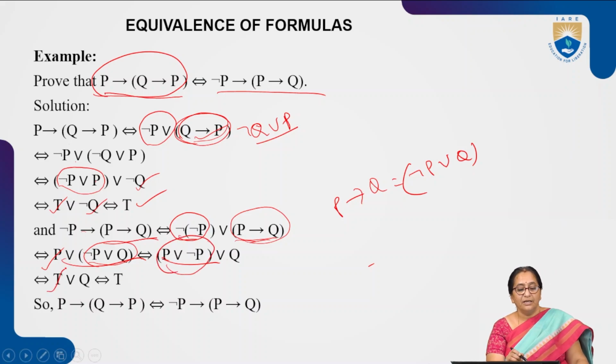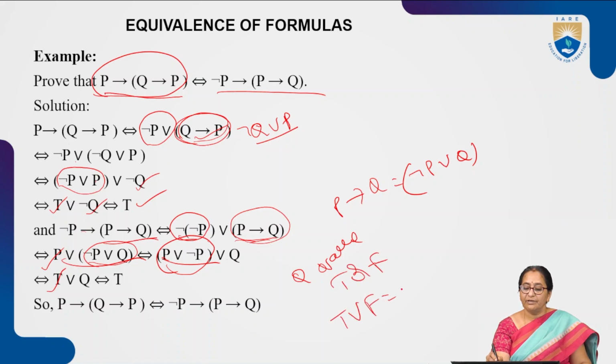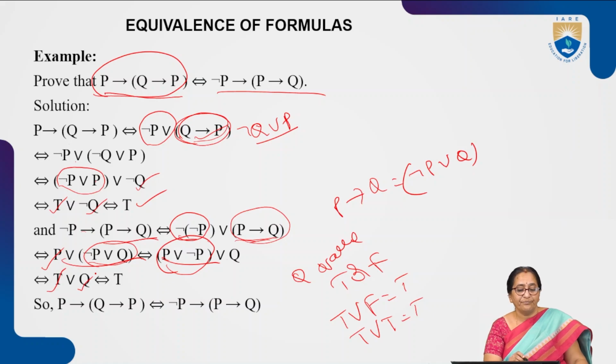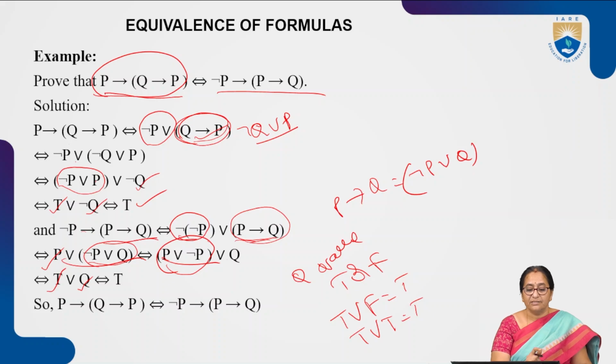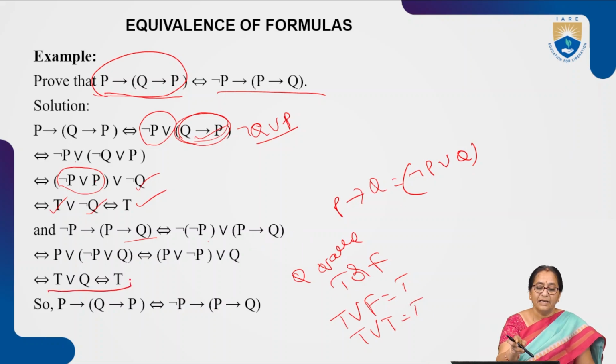We know it. True or Q value is Q value. It may be Q value, maybe T or F, whatever it may be. T or F equal to T. T or T equal to T. So, irrespective of the value of Q, we say that T or Q is equivalent to T. So, here we have the value as T. The result is T. In the left hand side, value is also T.